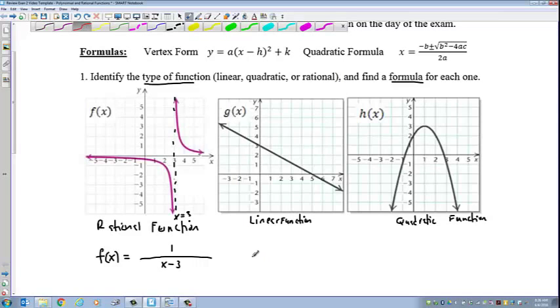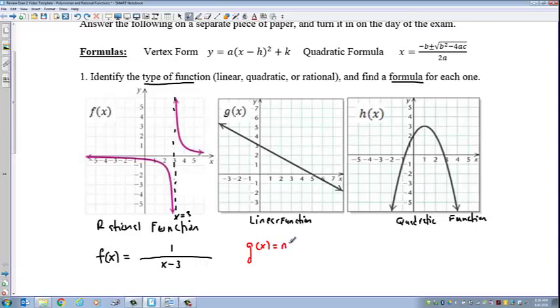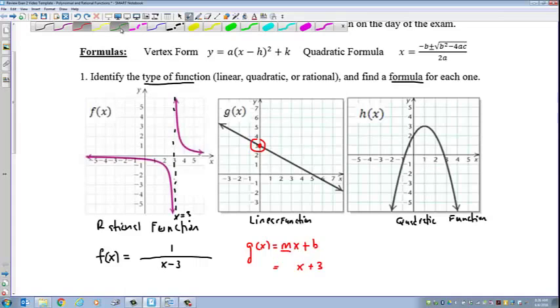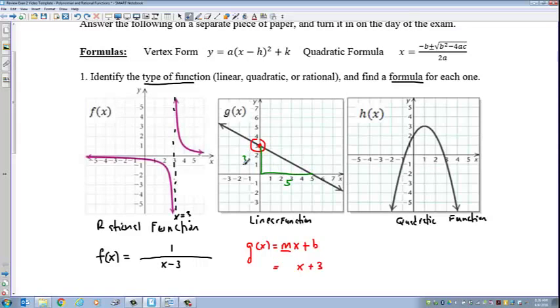So for a line, remember we have y equals mx plus b, so basically g of x equals some slope times x plus b, where b is the y-intercept. We can see the y-intercept here is the number 3, so we know this is going to be some number times x plus 3, and to figure out this number m, that's the slope. Well, the slope is the rise over the run. So you can see here, here's a rise, and here's a run. So there's a run of 5 and a rise of 3. So 3 over 5, and because it's going down, we'll put a negative sign in front of it. So it's negative 3/5 x plus 3.